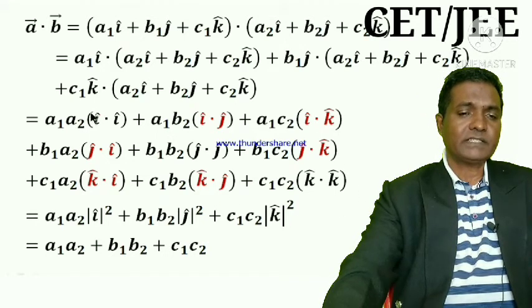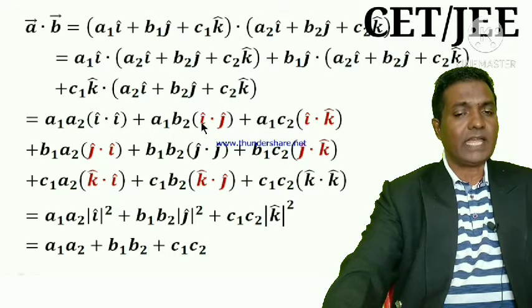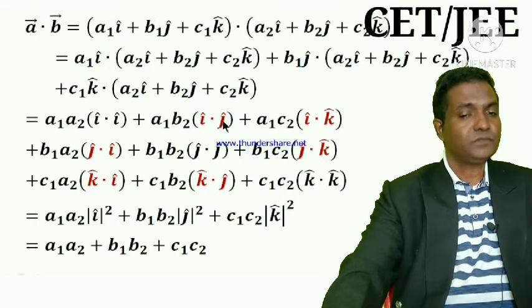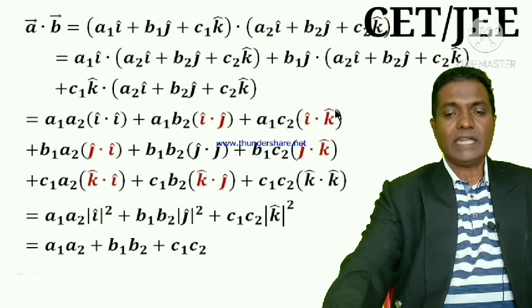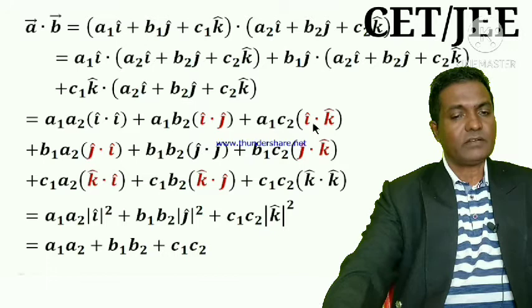Now after this, look at this. As we discussed earlier, i cap dot i cap is always 1, meaning it is magnitude of i square. And we know that i and j are perpendicular to each other, so the angle between them is 90. So these are two perpendicular vectors, so their product is going to be 0. Similarly, i and k are perpendicular to each other, so their dot product is 0. So likewise, these red pairs are going to be 0 because they are mutually perpendicular.